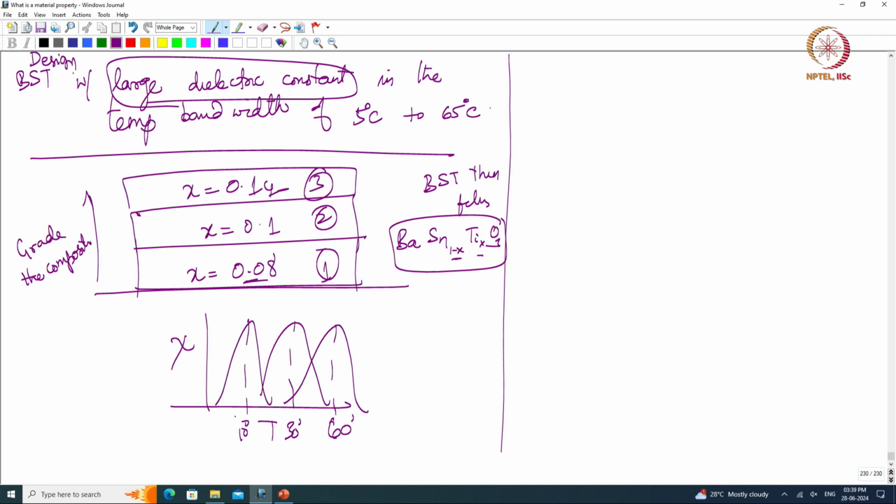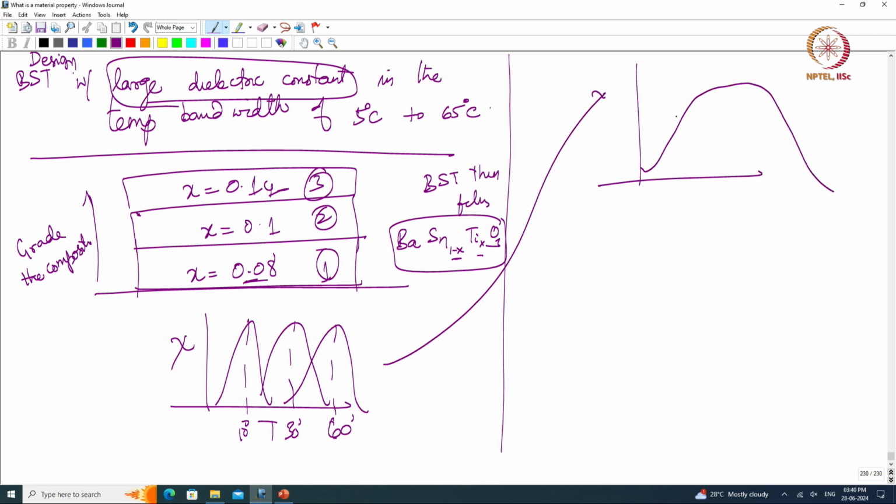So, if I combine everything I may end up with something which looks somewhat like this. This will be 5 degrees, this will be 65 degrees, and I have a high susceptibility. Now, maybe I will have an issue here, because I have created a compositional gradient.